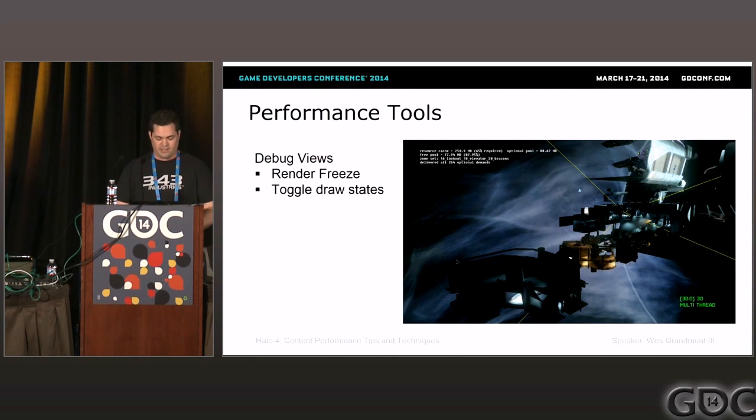The other debug states that were very helpful were ways to choose to draw or not draw certain types of objects: static meshes versus dynamic meshes versus effects, just changing to wireframe mode, that sort of thing.